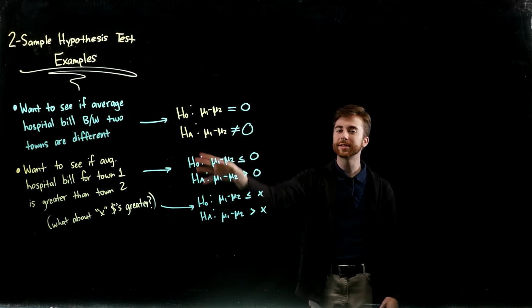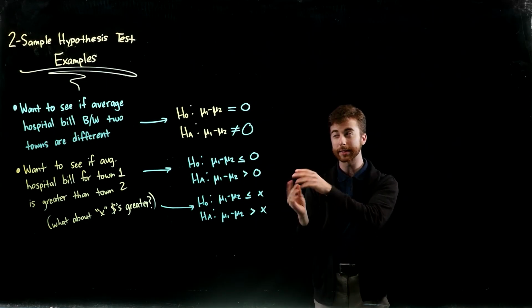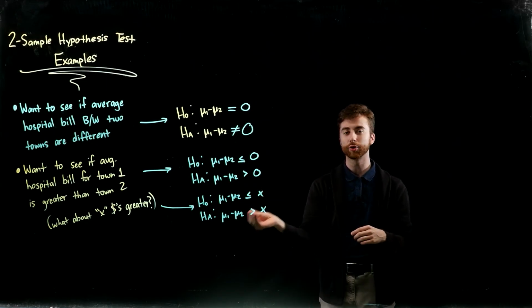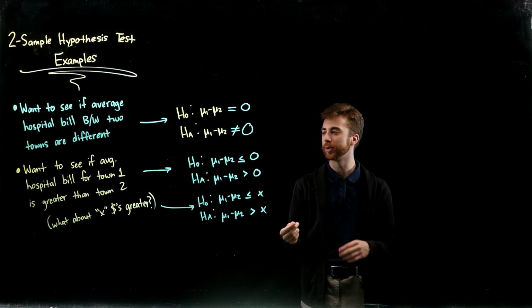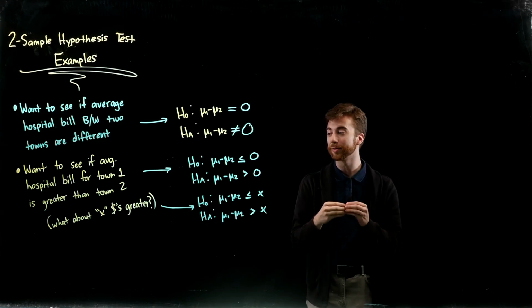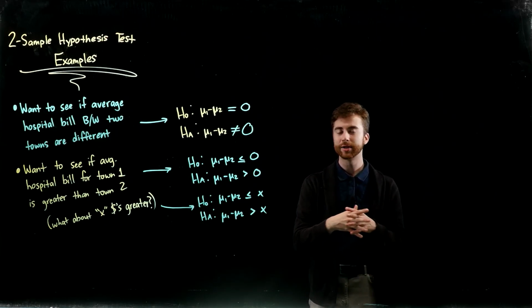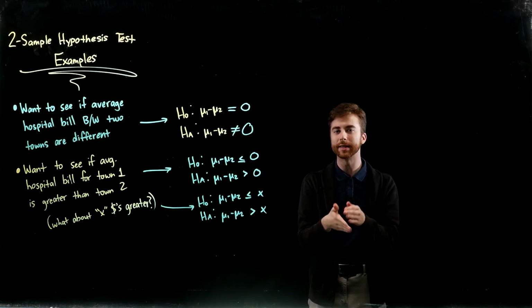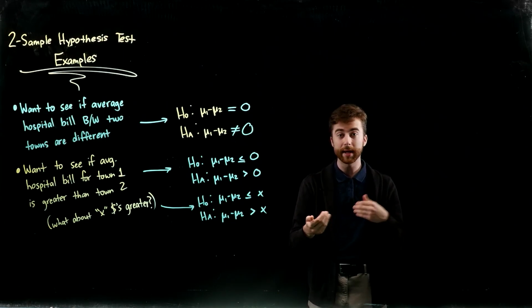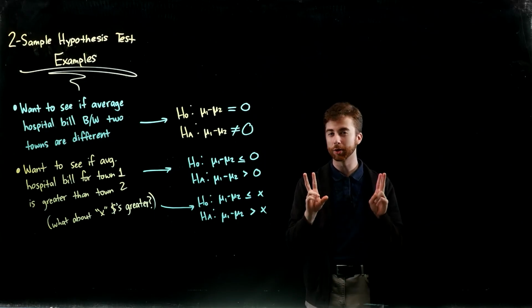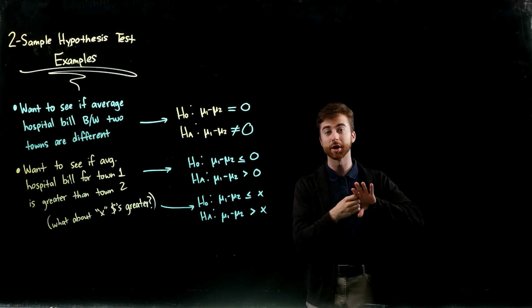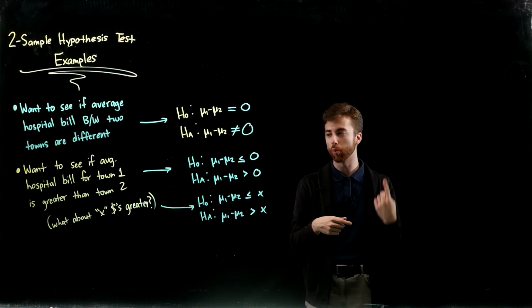So let's talk about this situation, which is the same but slightly different, and I'm formatting it to create a one-tailed test instead. So what if I wanted to see if the average hospital bill for town 1 was greater than the hospital bill for town 2? So here I'm not talking about are they exactly the same as one another. I'm wondering just is one greater than the other? Is town 1 greater than town 2? So the word greater is the key word to let you know we're talking about one direction only. So it's a one-tailed test.